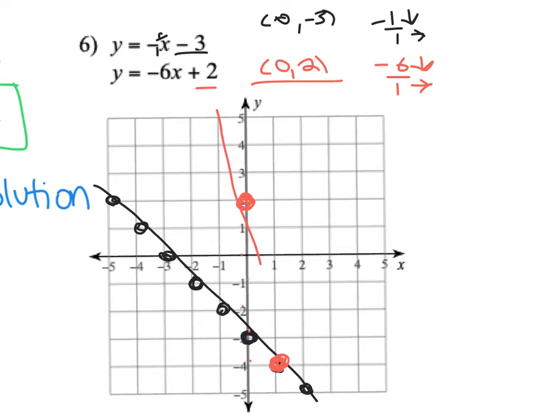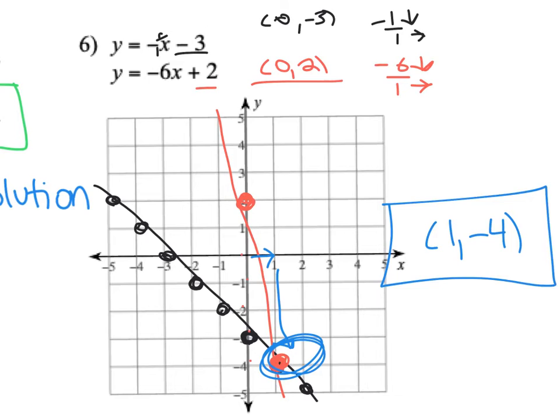Okay, so our lines cross at the point 1, negative 4. As you can see, that's right here. So right 1, down 4. So 1, negative 4 is my solution.